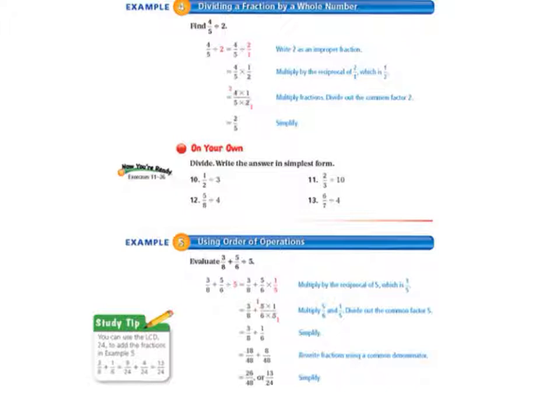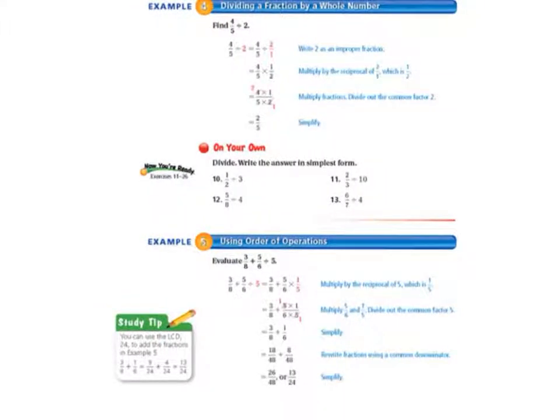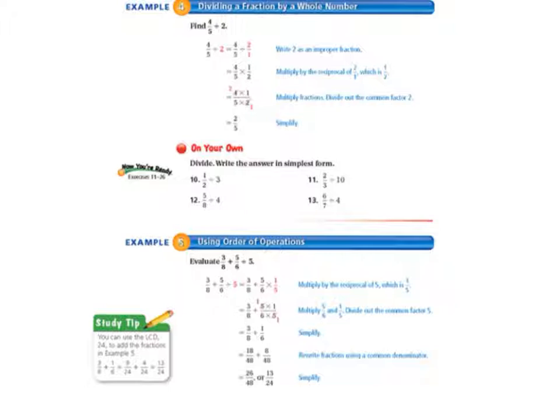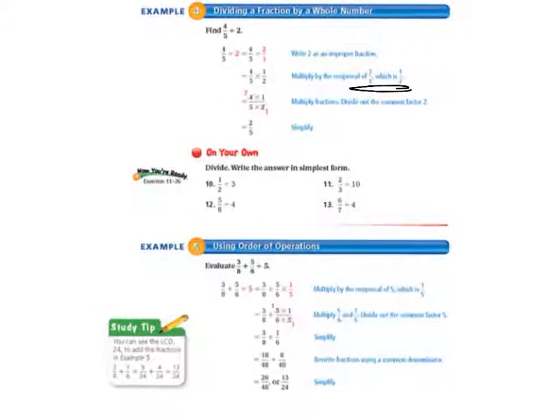So 4/5 divided by 2, we take 2 and we put it over 1. So we're writing it as an improper fraction. And then we need to multiply by the reciprocal of 2 over 1, which is 1/2. So when we do that, our new problem looks like this, 4/5 times 1/2.